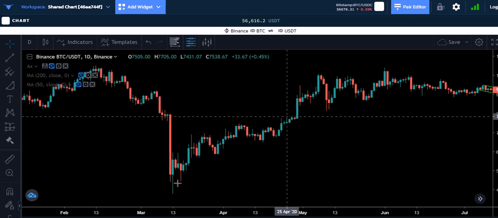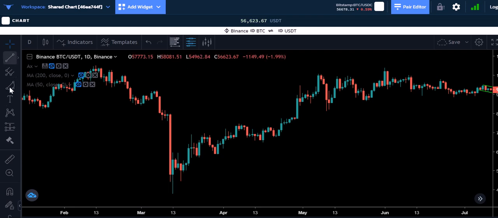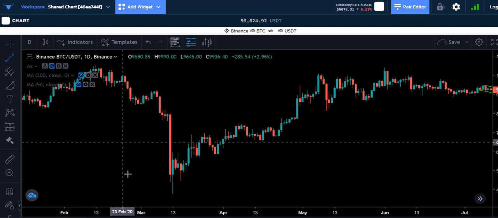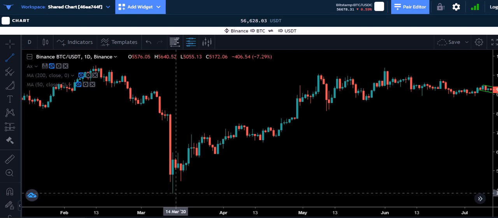And what happened after that? We have gone uphill ever since. This has been the start, to me, of the bear. This was the reverse of the bear to the bull.